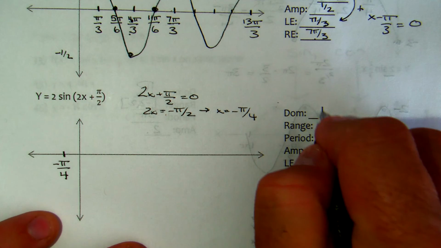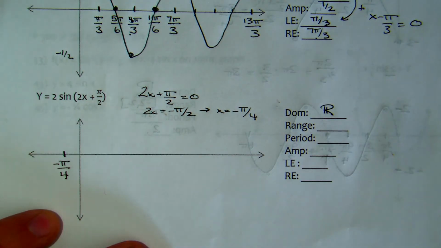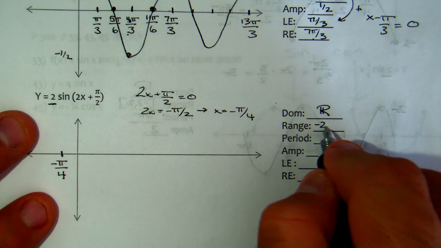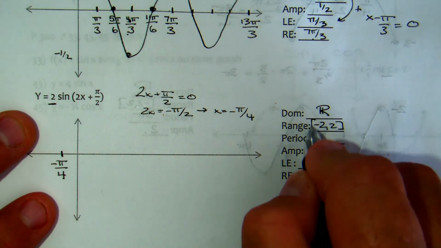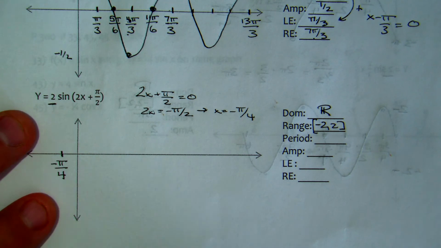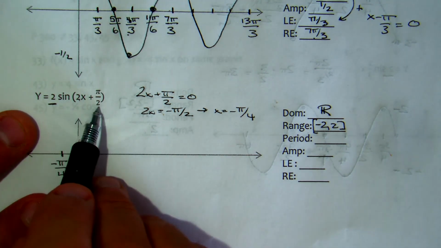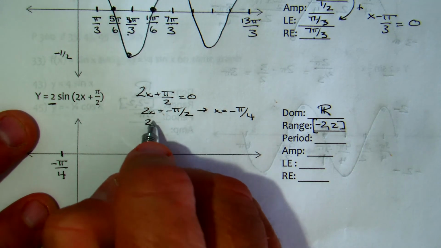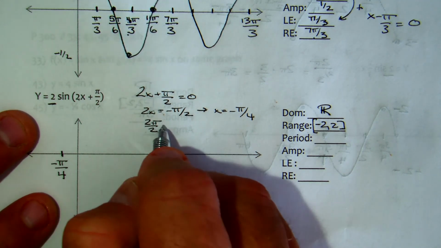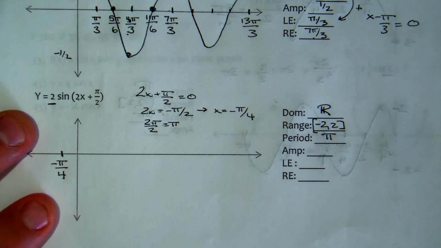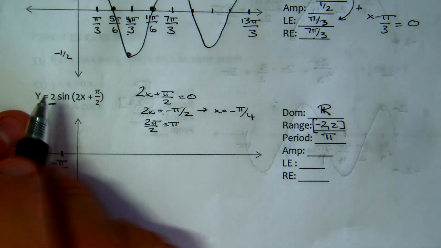So the domain is all real numbers. The range is associated with the amplitude, 2. So that's negative 2 to 2. The period is 2 pi divided by the coefficient. The pi over 2 has nothing to do with the period. So I do 2 pi divided by 2. I end up with pi. So my period is pi. My amplitude, the number directly in front of it, is 2.